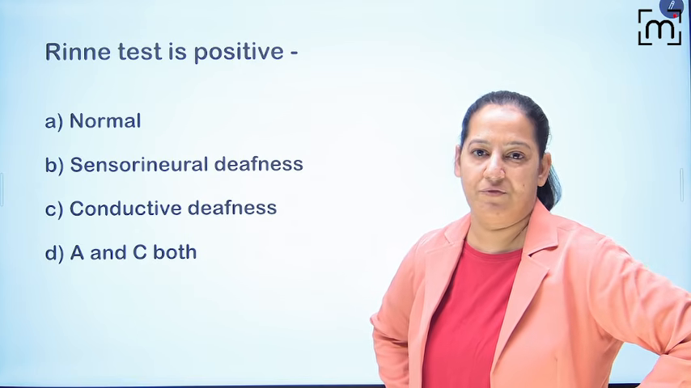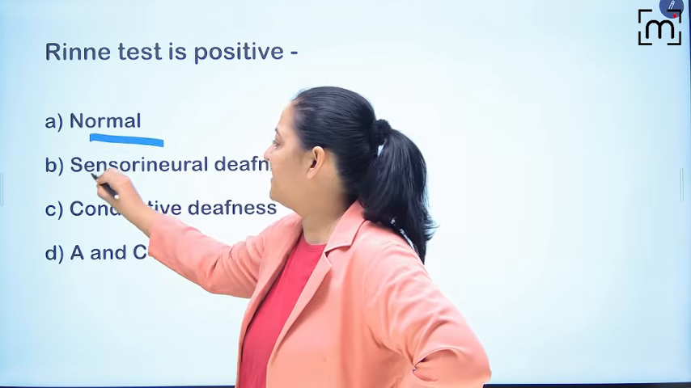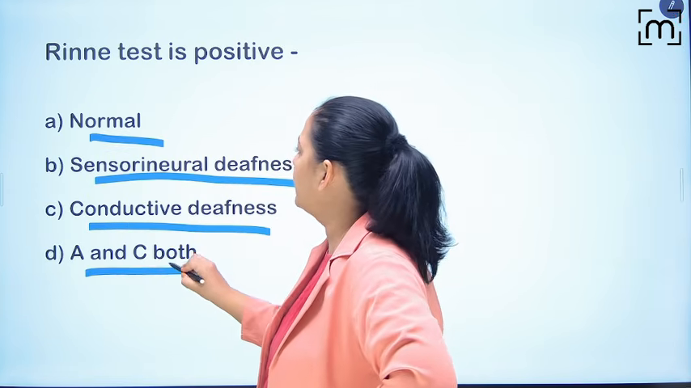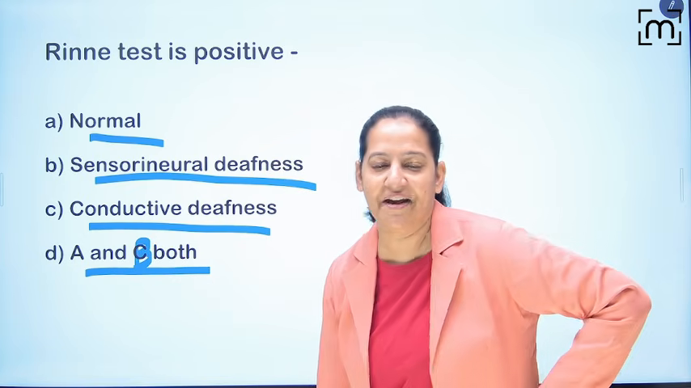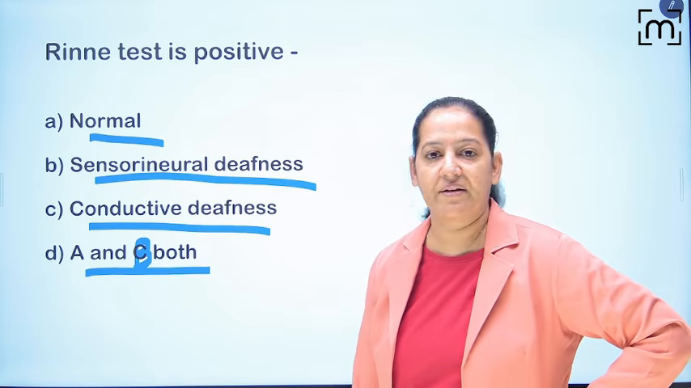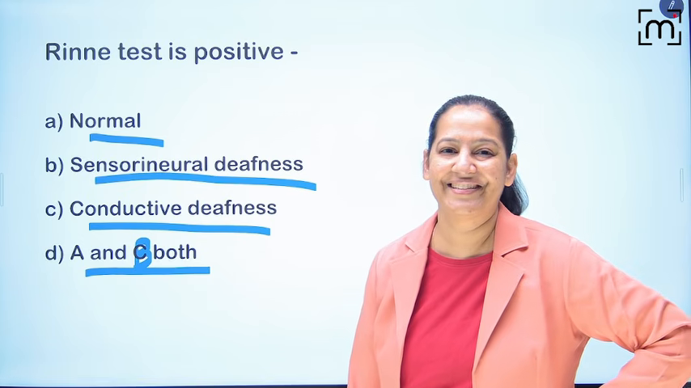Read the question and tell me the answer. Rinne test is positive. When? Normally, sensorineural deafness, conductive deafness, or A and B both. I'm sorry, A and B both, not A and C. Typing mistake. So what's the correct answer from A, B, C, D? Please write down your correct answer in the comment box.